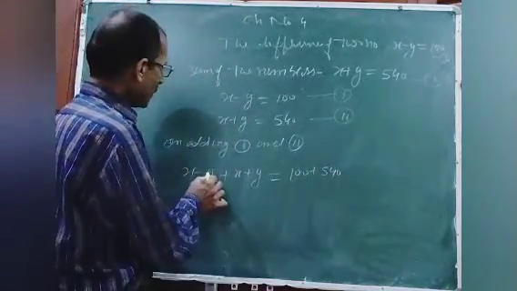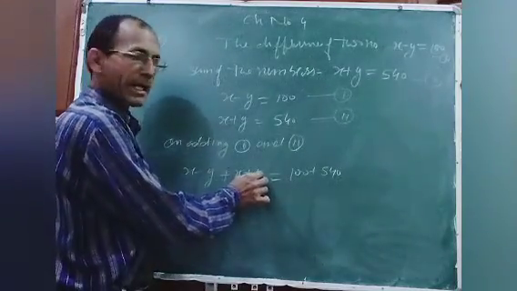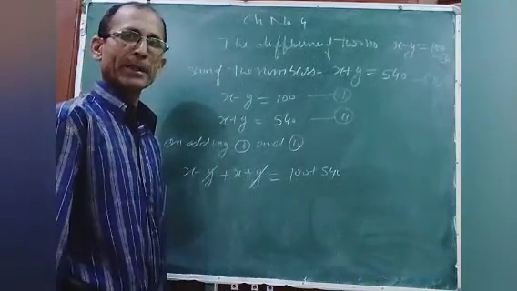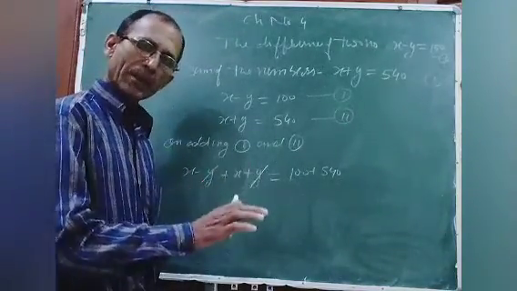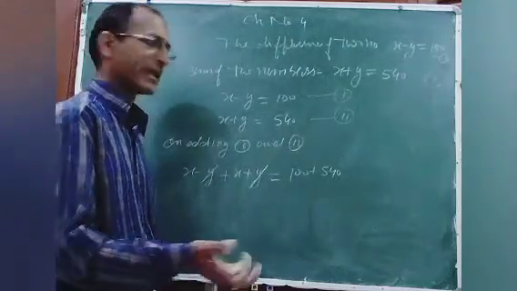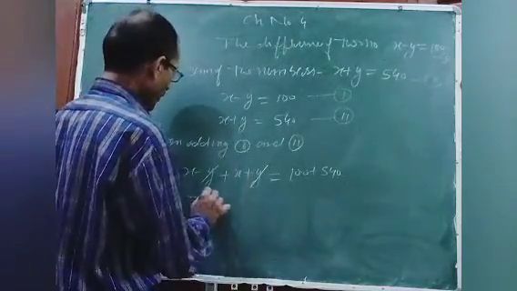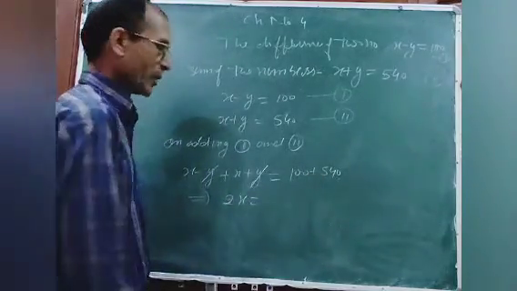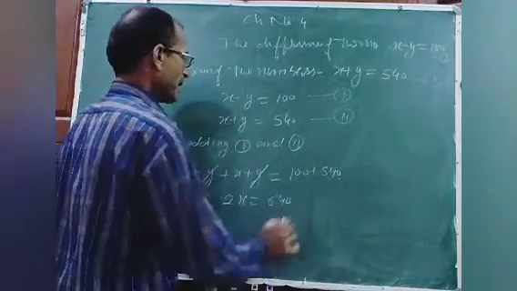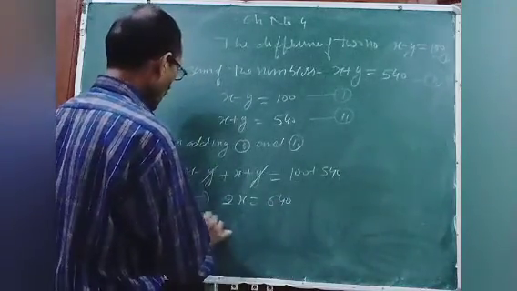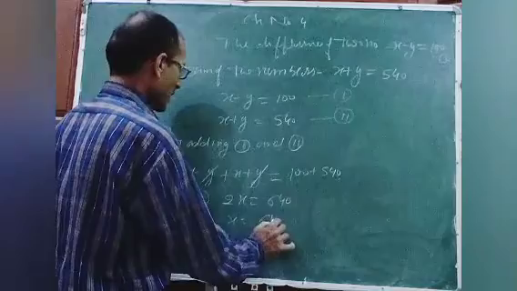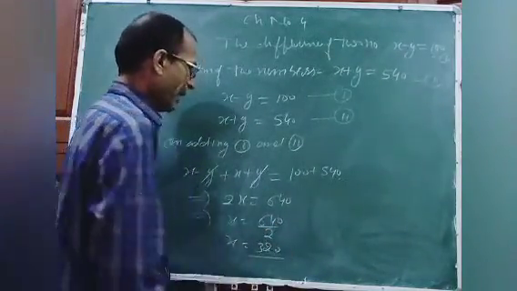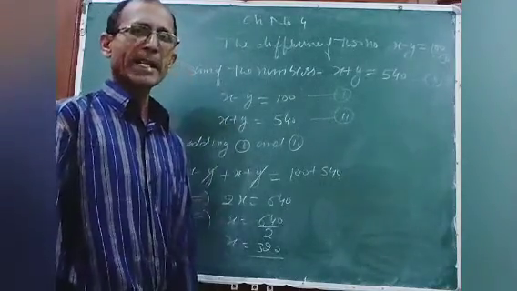Okay. Now one is minus y and one is plus y. So both are equal, so we can cut them because signs are unlike, different signs. If both are equal and signs are different, then we can cut. So x and x becomes 2x is equal to 540 and 100, so 640. So value of x will be 640 by 2, so x will be 320. So value of x is 320.